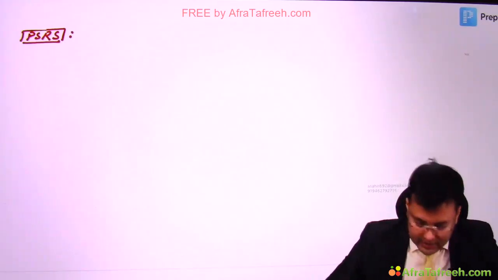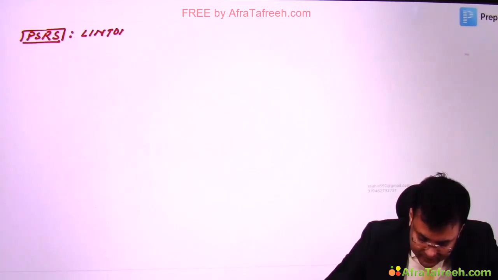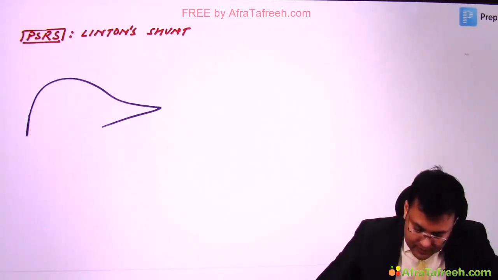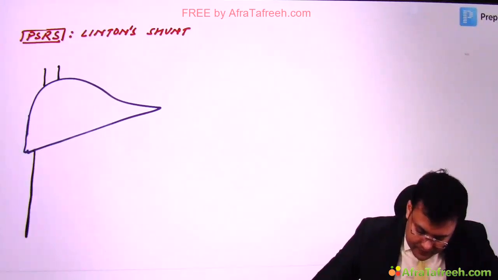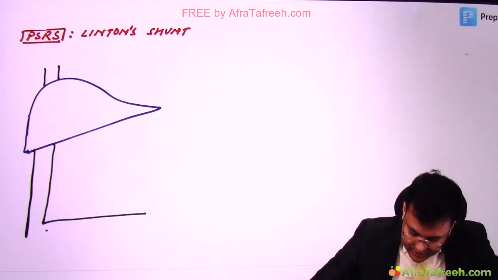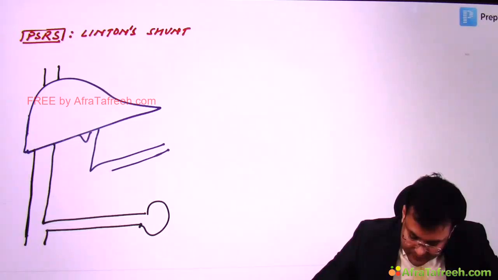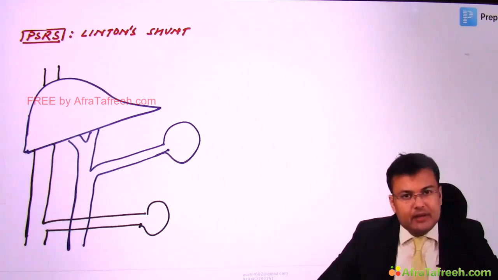Next is PSRS. We discussed the full form, proximal splenorenal shunt, and it is also known as Linton's shunt. Clear? How are we going to create this shunt? See, this is liver, this is inferior vena cava. This is the tributary on the left side, and that is left renal vein. This is kidney, and this is the portal vein, and this is the spleen. Splenic vein, spleen, portal vein.